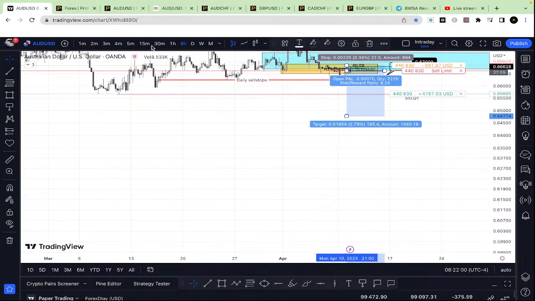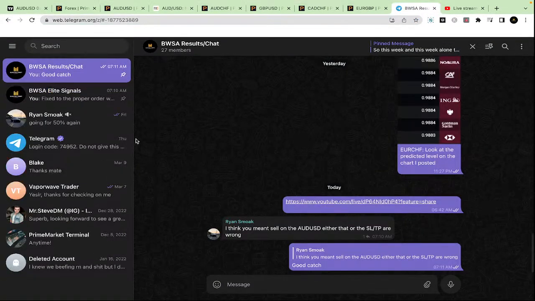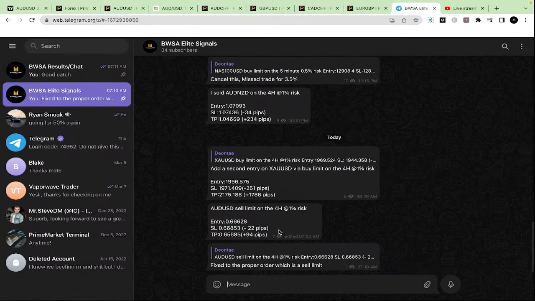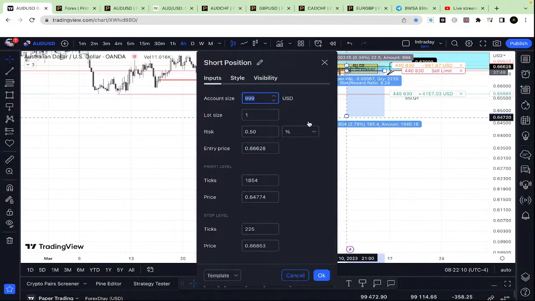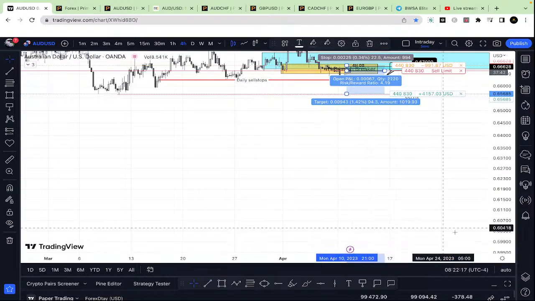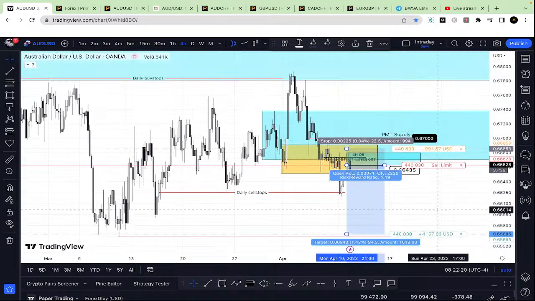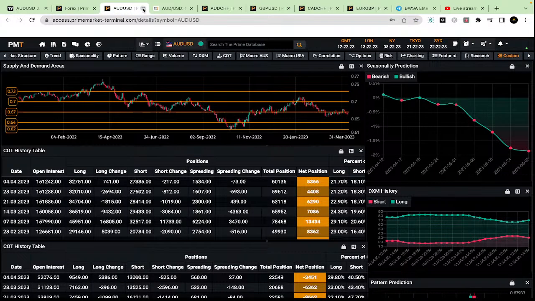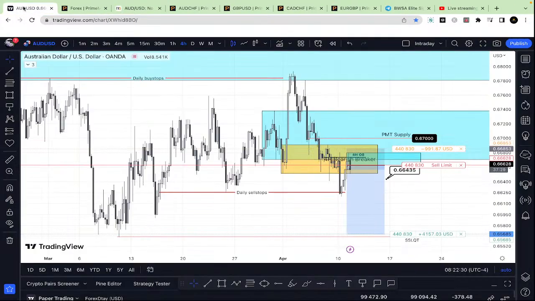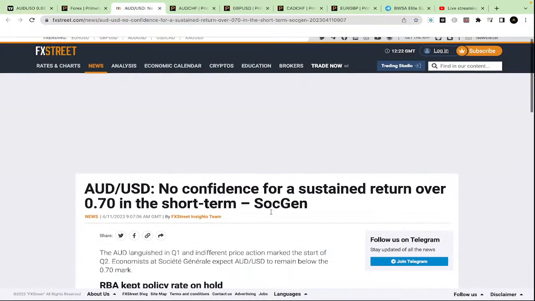Where's my TP? TP for this trade was 0.65685. Let's just fix this real quick. 0.65685. So yeah, that's a 1 to 4 right there. It's 4.19% exactly, and we're going to count on that to be a thing and close AUD USD. So AUD USD real quick.